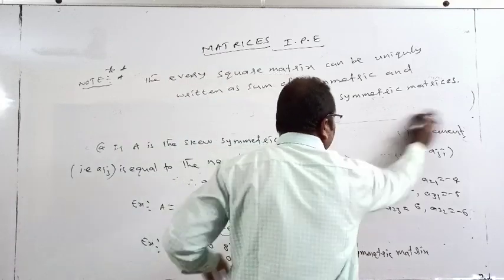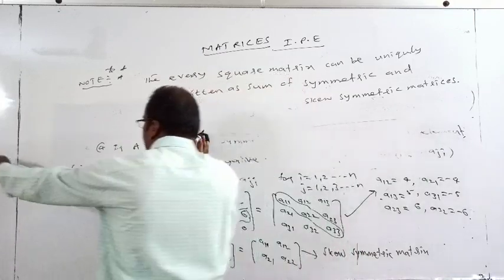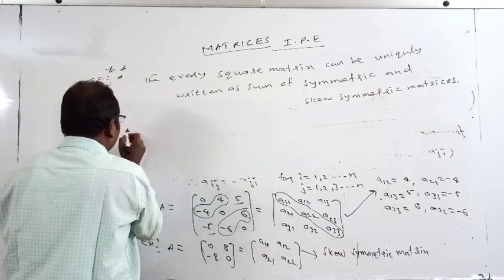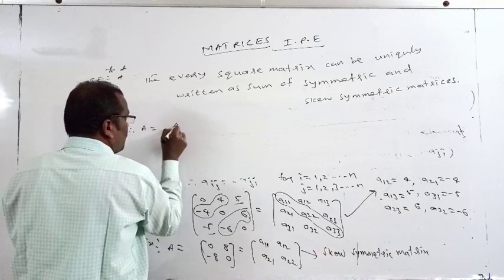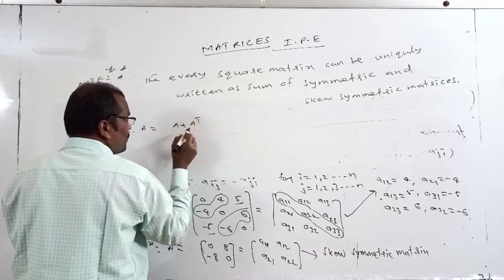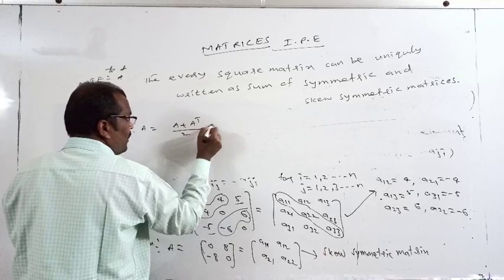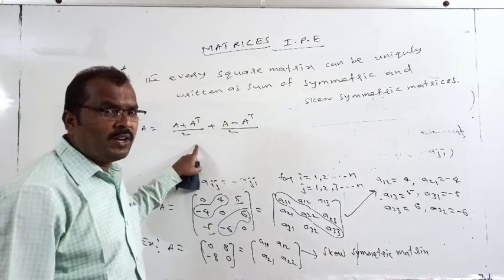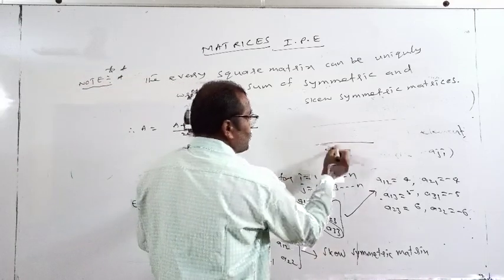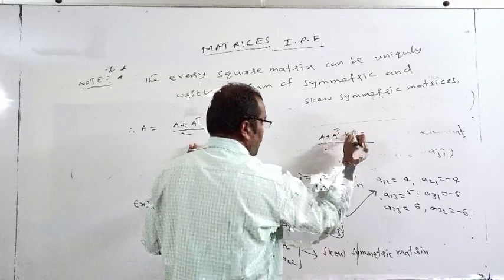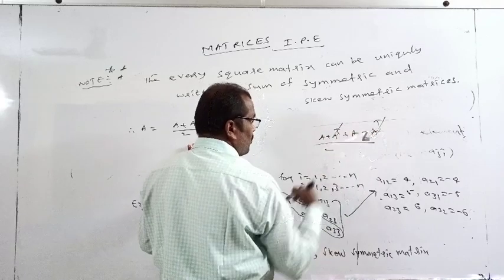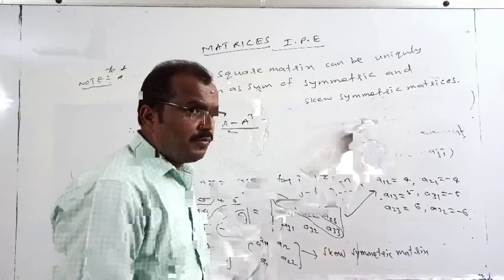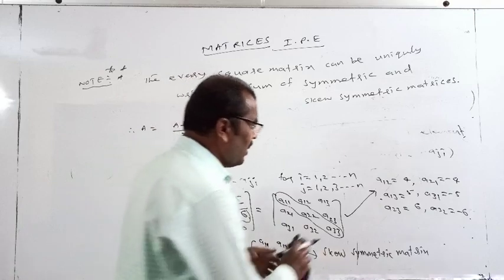So what is the meaning of this one? See this one: A is equal to (A plus A transpose) by 2 plus (A minus A transpose) by 2. When you take the LCM, it is 2. A plus A transpose plus A minus A transpose, the A transpose terms cancel, you get 2A by 2 which becomes A. But here we are writing the standard formula.